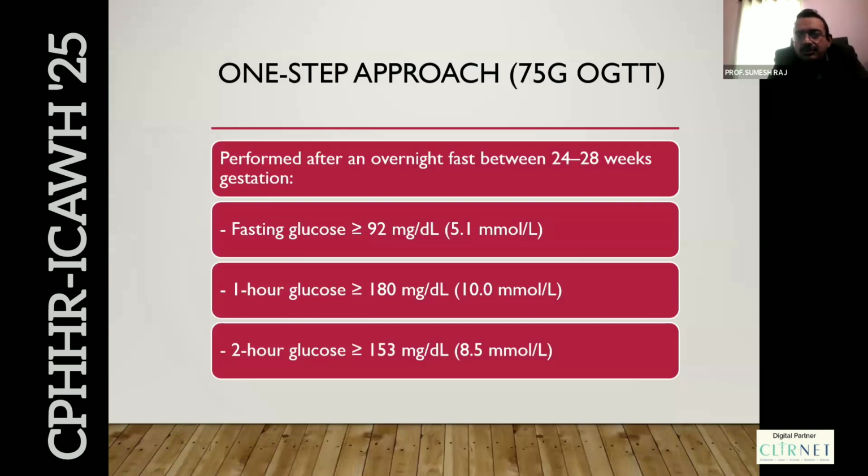Single approach means you do not do a glucose challenge test. You straight away go for a 75-gram OGTT, that is oral glucose tolerance test. This is performed after an overnight fast between 24 to 28 weeks of gestation. You look at the fasting glucose value, the 1 hour glucose value after giving a 75-gram oral glucose load, and the 2-hour glucose value. And this should be, the fasting should be greater than 92, that is 5.1 millimoles per liter. The 1 hour glucose greater than 180, that is 10 millimoles per liter. And the 2-hour glucose is greater than 153, that is 8.5 millimoles per liter.